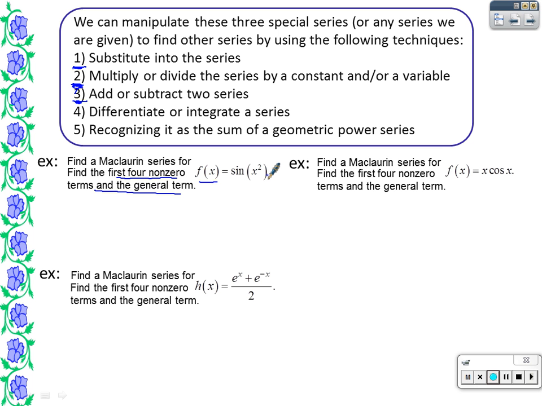What we're going to do, though, is use the sine as our basis, and we're going to practice technique number 1, which is substitute. We're going to substitute into the series. This is technique number 1. So the first thing I'm going to do is write the series up there for sine. Just going to copy it down.